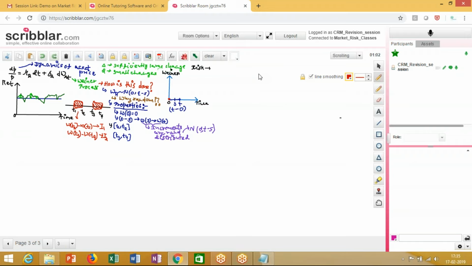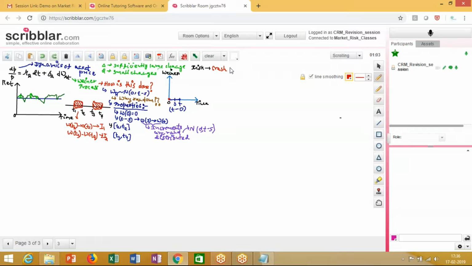Now, if I have an idea about the probability of a crash happening in the next 12 months, so in the next T plus dT period, then I can plan my investments accordingly. So this is where the concept of a risk would come in. I want to identify the probability of a crash.